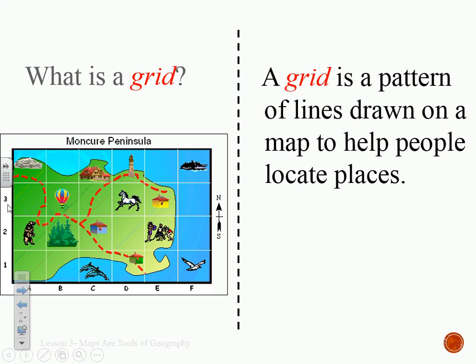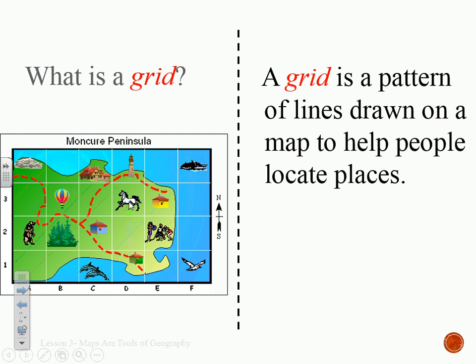What animal is located in D3? Well, if we go to D and we follow it to the 3, the animal that's located at D3 is the horse.